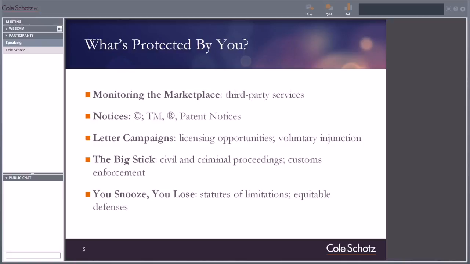Monitoring the marketplace is particularly important in connection with ISPs, or Internet Service Providers. You think YouTube as a good example. And very generally speaking, an ISP will not take down or take action against infringers unless they're put on notice of infringing activities. Perhaps more importantly, an ISP is not going to be held liable for infringing activity unless they know of the infringing activity.